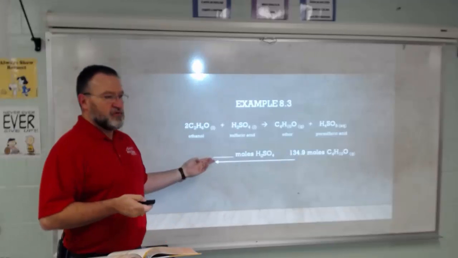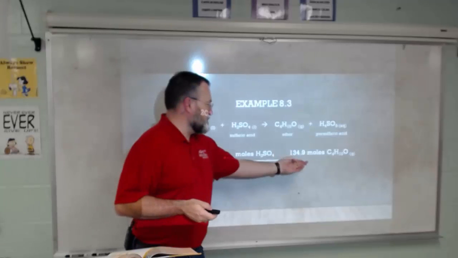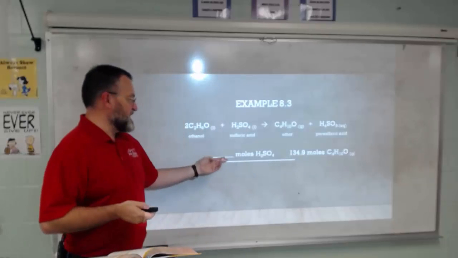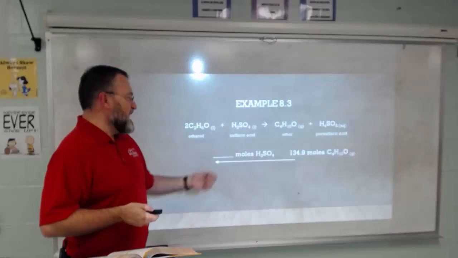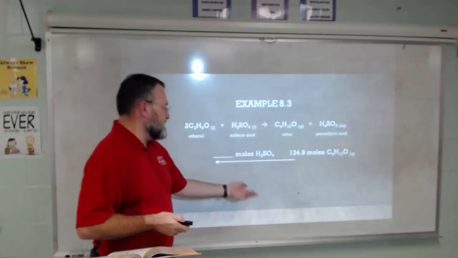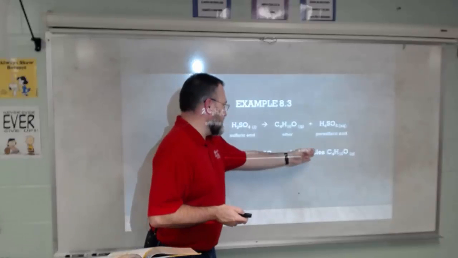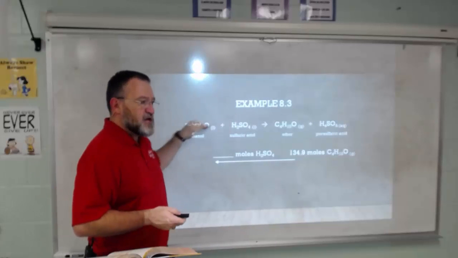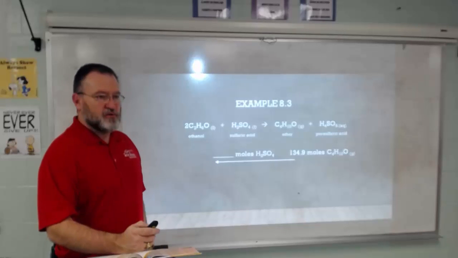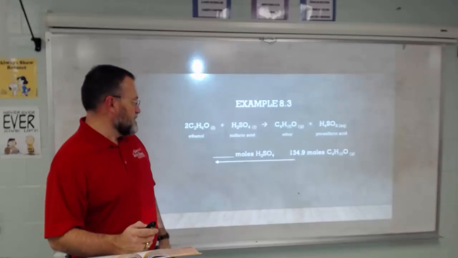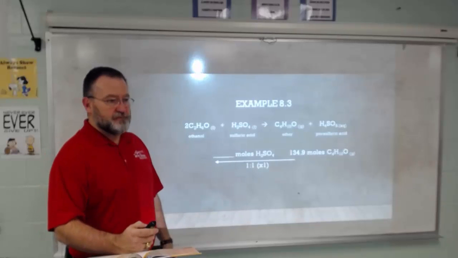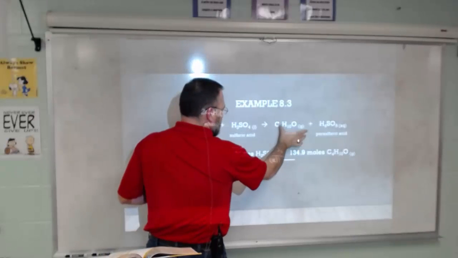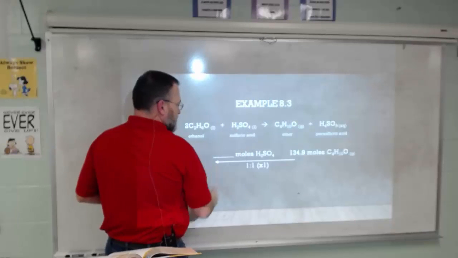to my unknown. My known is 134.9 moles of ether. That's what I'm trying to produce. So how much reactant do I need? In this case, how much sulfuric acid? And what is the relationship between moles of ether and moles of sulfuric acid in the perfect recipe, in the balanced reaction equation? What's their relationship? It's a one-to-one relationship, right? For every 1 mole of ether produced, it required 1 mole of sulfuric acid to be used.